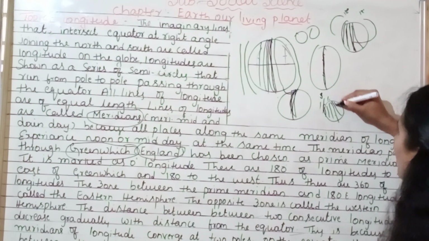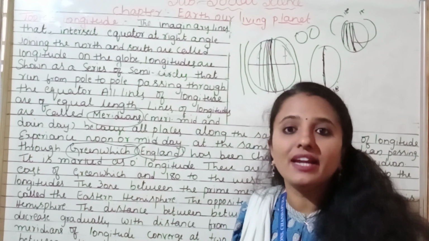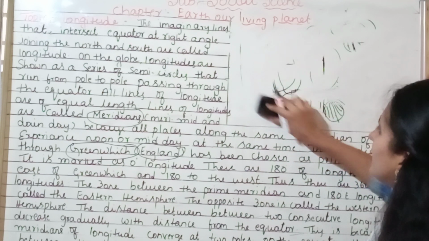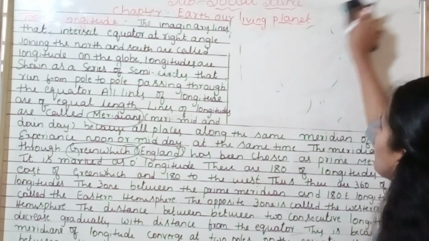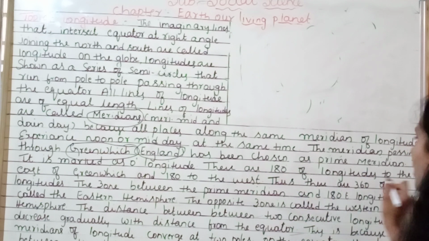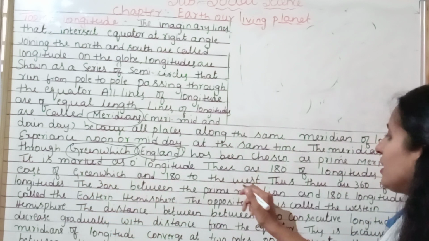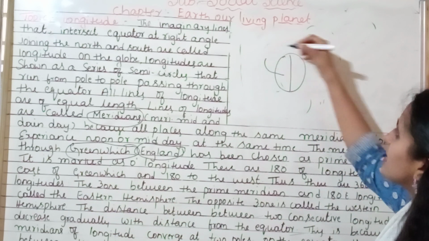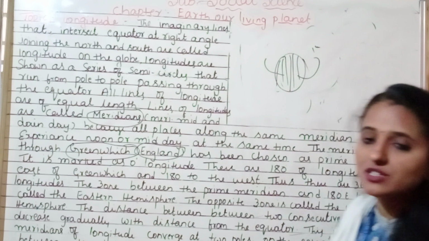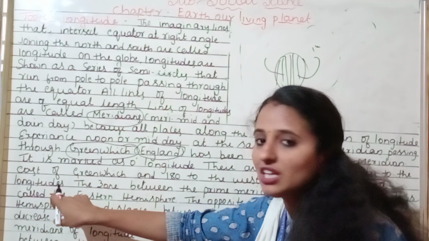From this side if you go in continuation, here 180 degrees is there. So 180 from the eastward and from the westward also 180 is there. So how much will it become, children? It will become 360 degrees. You can understand there are 180 longitudes to the east of Greenwich and 180 to the west. From the east side if you go, 180 is there; from the west side if you go, 180 is there. Total 360 degrees are there. So 360 longitudes are there.